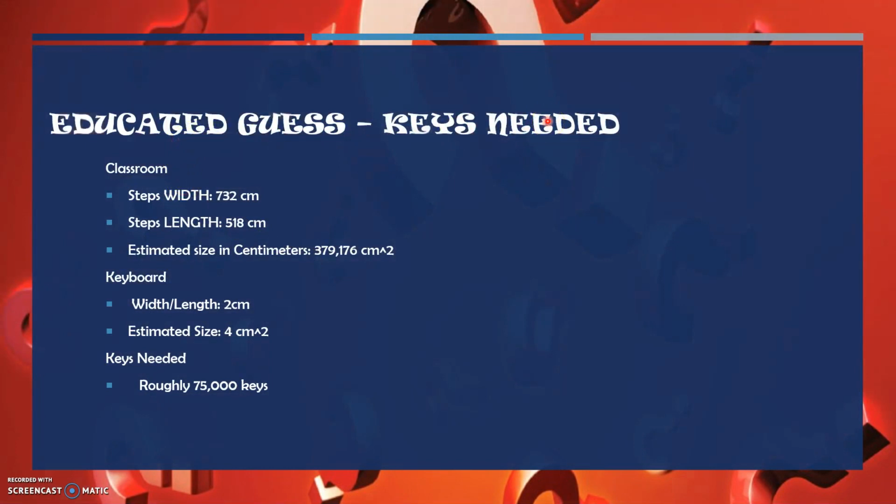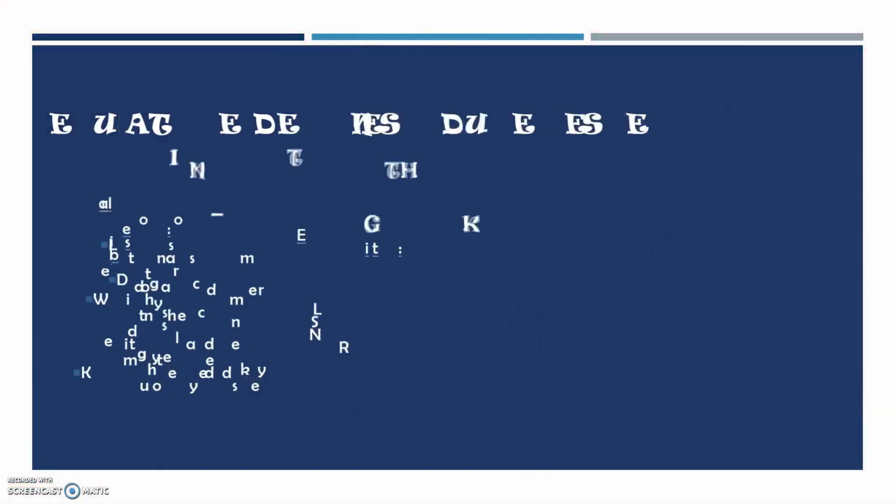Educated guess in terms of keys needed, remembering that the estimated area of the classroom is about 379,176 centimeters squared, and the estimated size of the keyboard key is about 4 centimeters squared. So, using those two, I figure that roughly 75,000 keys are needed. I get that by dividing 379,176 by 4. That's roughly 75,000.